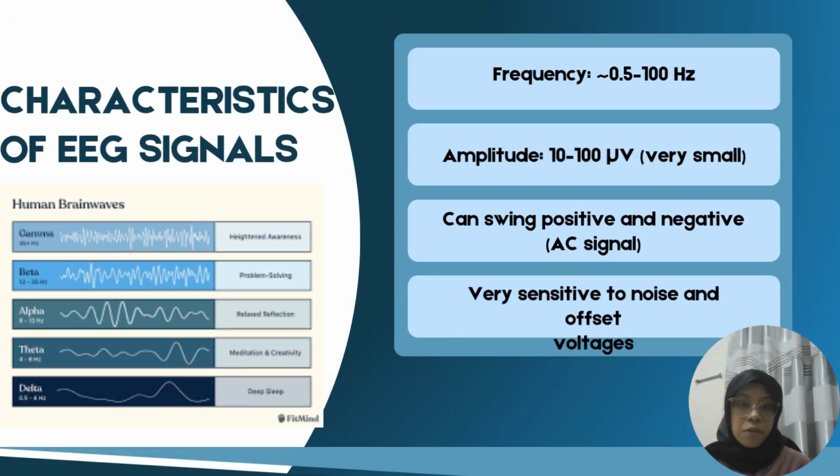EEG signals are very low in amplitude, usually around 10 to 100 microvolts, and they contain a range of frequencies between 0.5 to 100 Hz. These signals can swing both above and below 0 volts, meaning they are alternating or AC in nature. Because they are so weak, they are easily affected by noise and need to be carefully conditioned before being processed digitally.